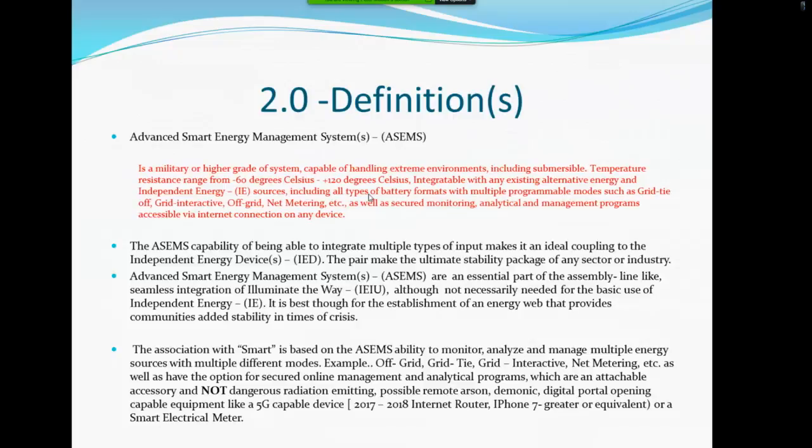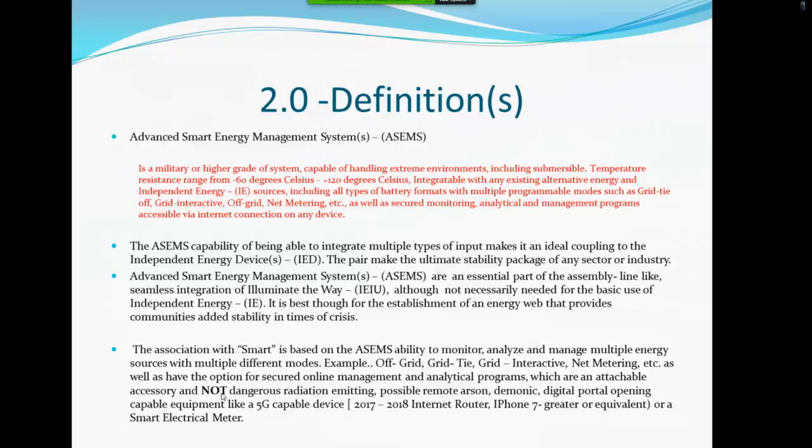So in this definition, it says as well as analytical management programs. So the AC that I'm talking about, yes, it can do that, but it's an accessory. So the advanced energy management system has to be able to have analytical management programs like this definition right here. It has to have that, but it's optional. It's just capable of it, is what it's saying. It has to be capable of these things.